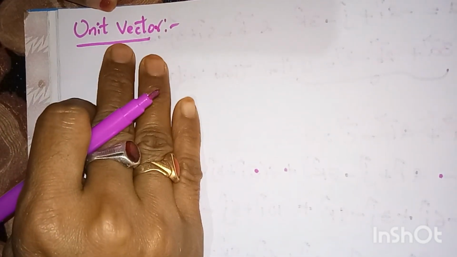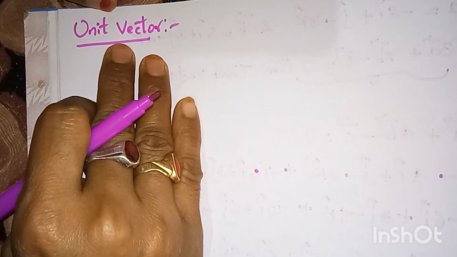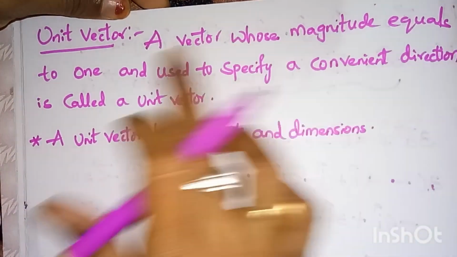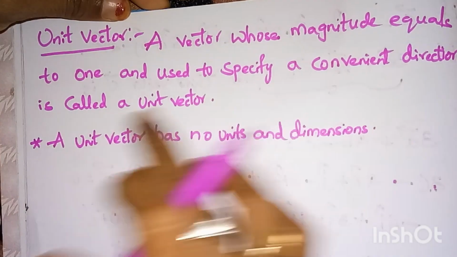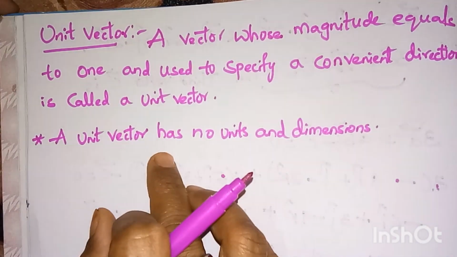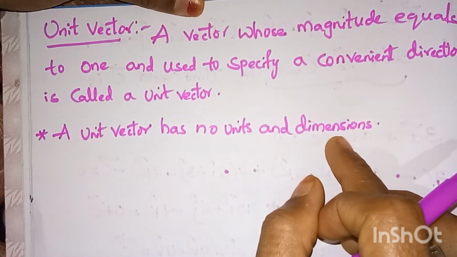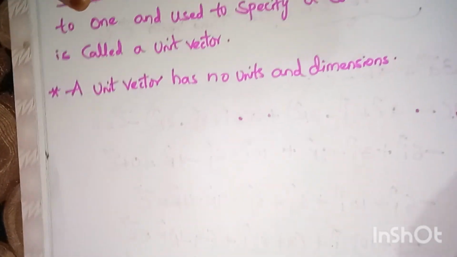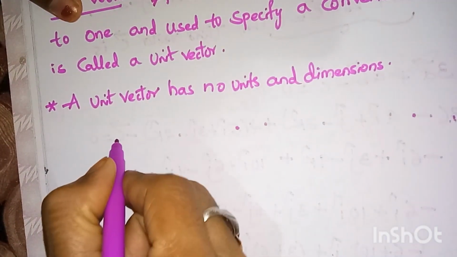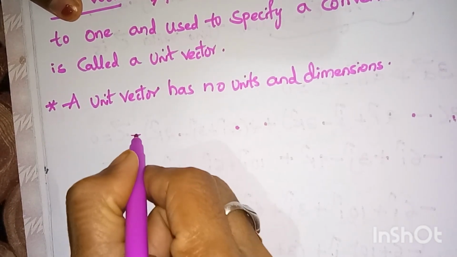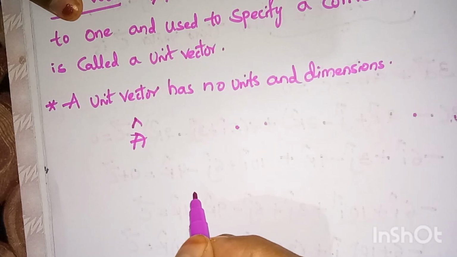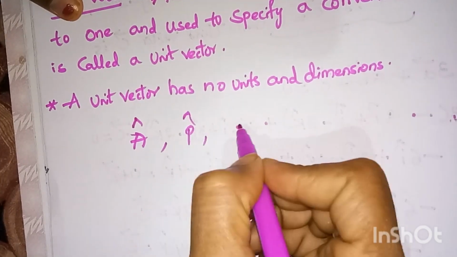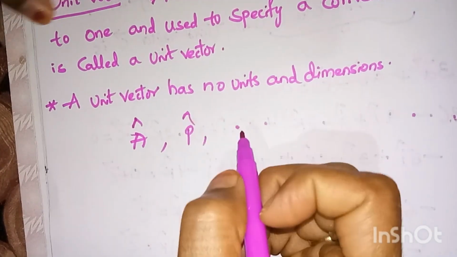This unit vector also represents the convenient direction of a given vector. So a vector whose magnitude equals 1 and is used to specify a convenient direction is called a unit vector. A unit vector has no units and no dimensions. How is a unit vector represented? It is represented with a cap. For suppose, a cap represents a unit vector. We denote a unit vector as p cap. So an alphabet with a cap represents a unit vector.